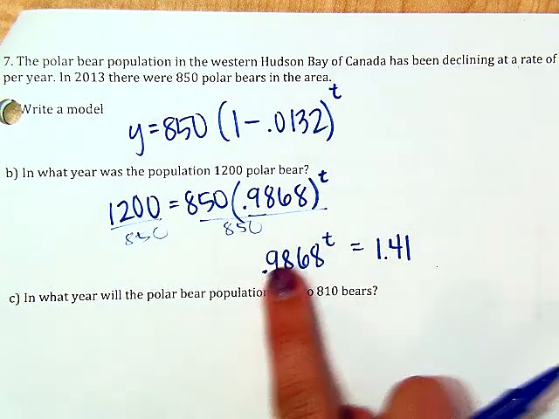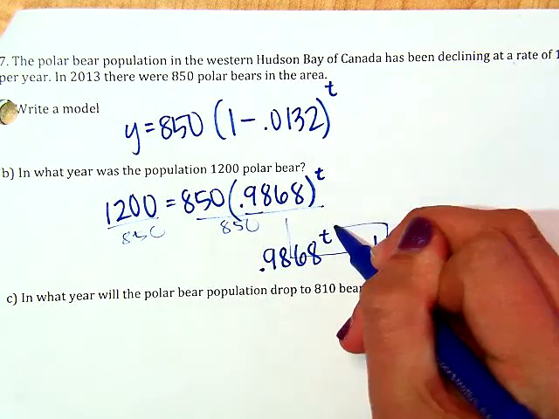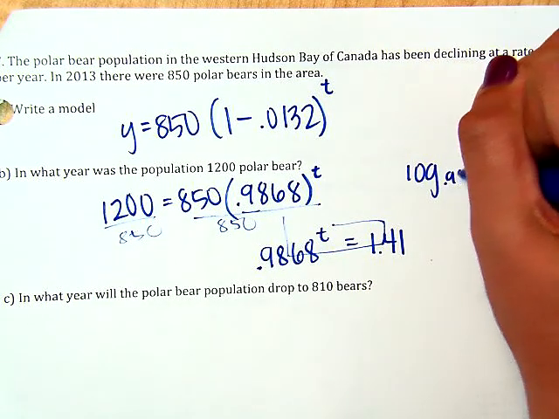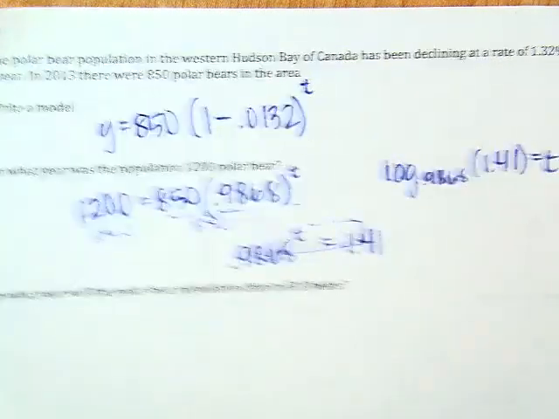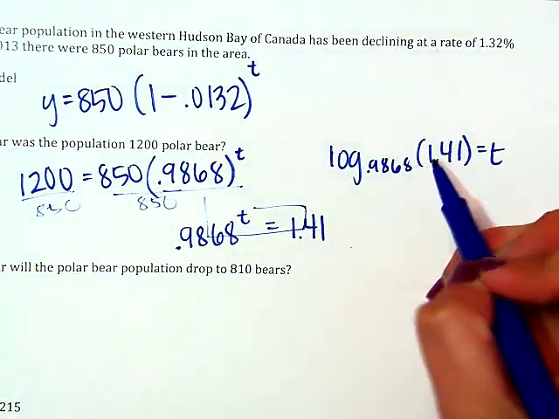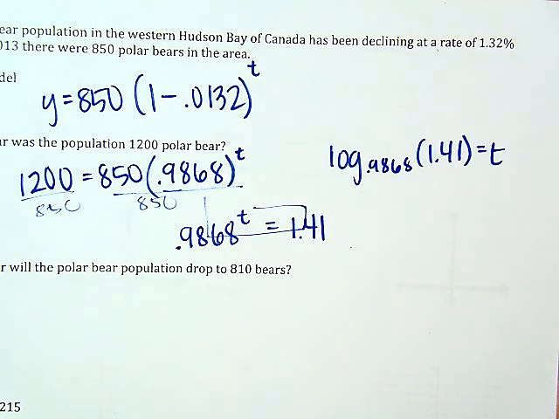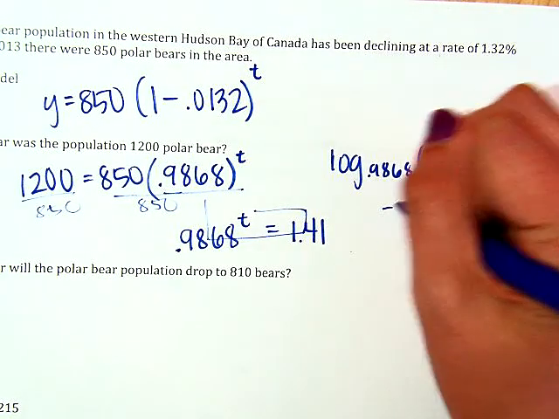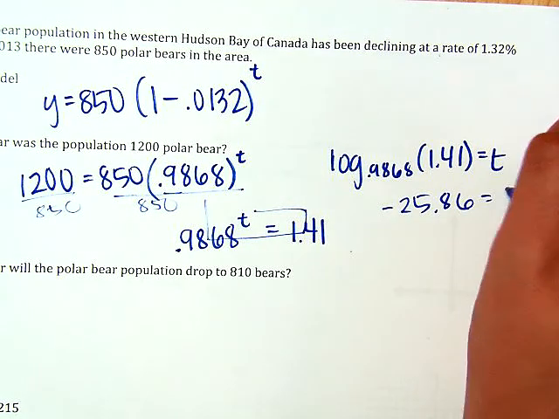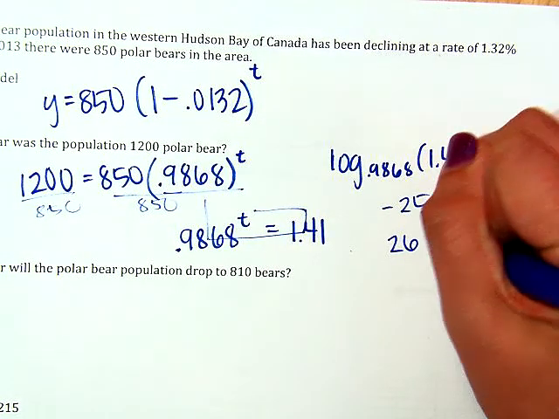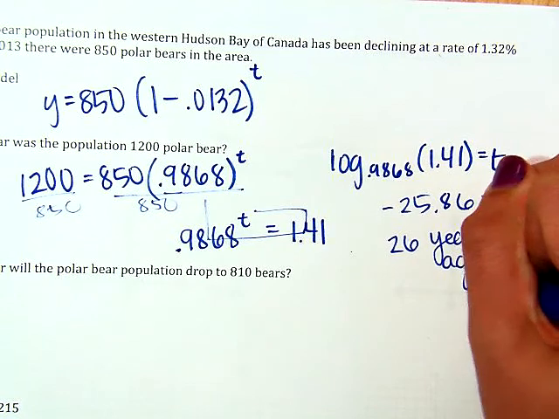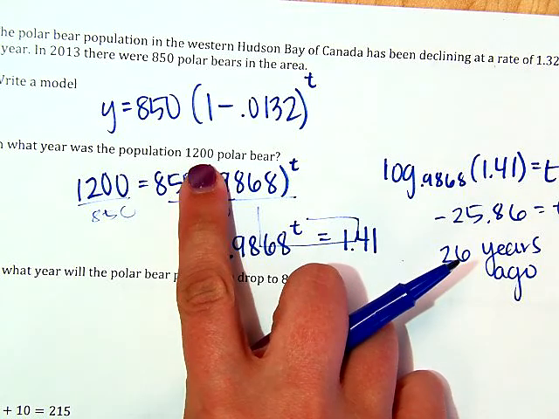So now when I go to solve this, I kind of switch that to the other side anyway so that I can do the L. Log base 0.9868 of 1.41 equals t. So then I do my change of base. Log 1.41 divided by log 0.9868 gives me negative 25.86. So it was about 26 years ago that the polar bear population was 1,200.